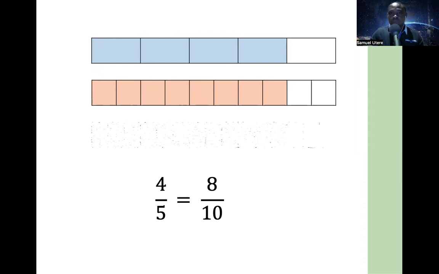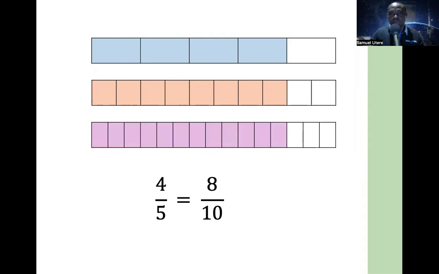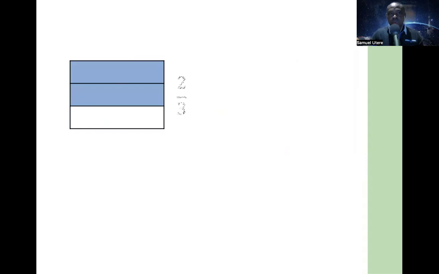What about this one? Well, you would say, okay, they must be equivalent because the length of the bars that have been shaded are of the same length as 4/5, also 8/10. However, it is 12/15. So they are equivalent. What about this one? This is 2/3, right? We can see that there are two parts shaded out of three. So it's 2/3. But what other equivalent fractions can we find?